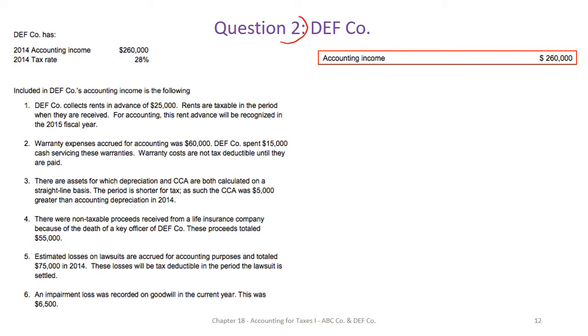And now we will continue with the second question in the reconciliation of accounting to taxable income example. So here is our data for DEF, starting with the accounting income and then all of the various additional items which we will reconcile to taxable income. So as with the previous example, we always start with their accounting income, so that's where this $260,000 comes in.